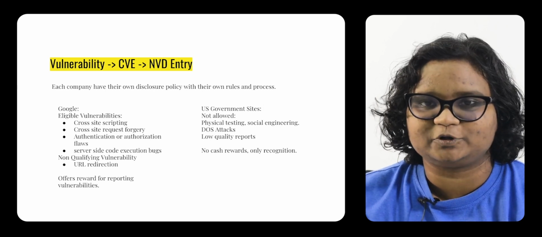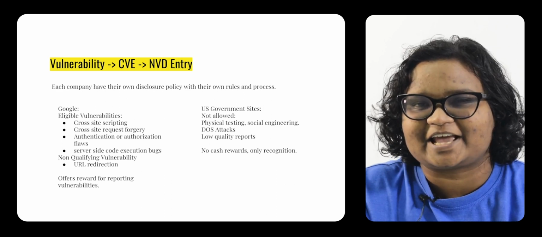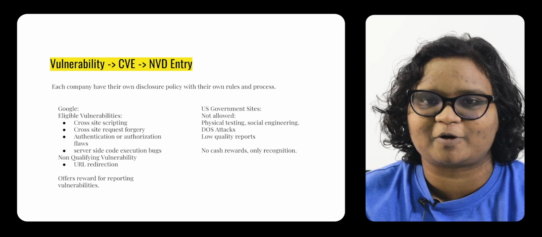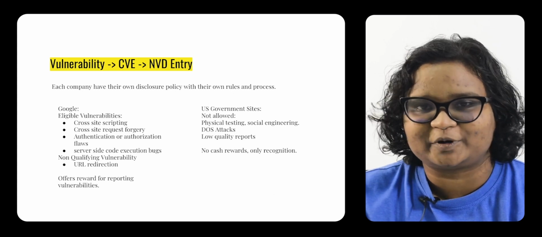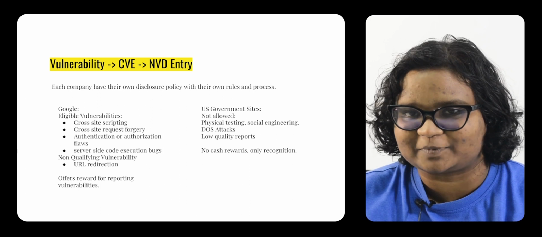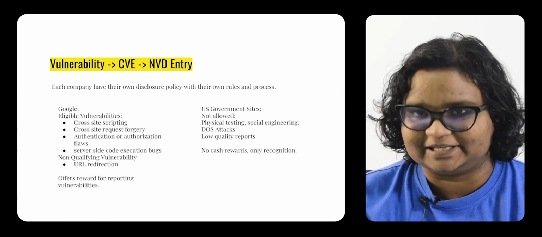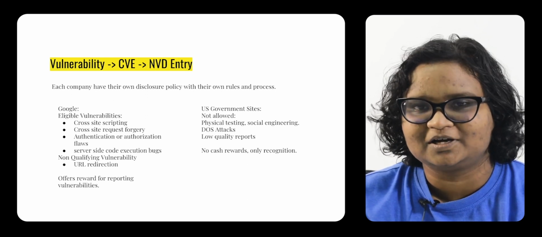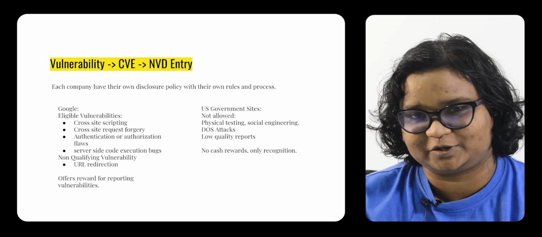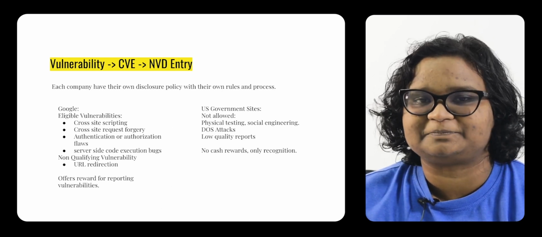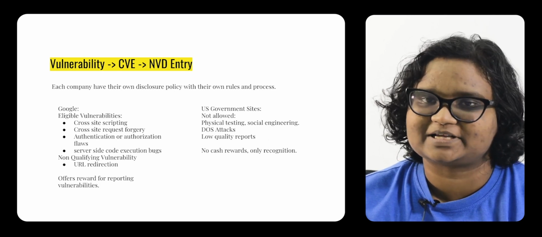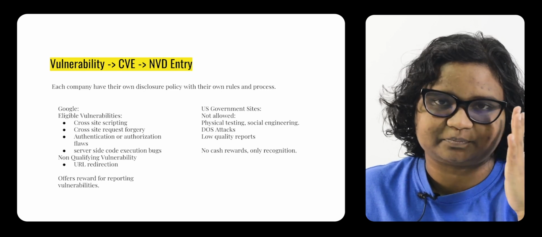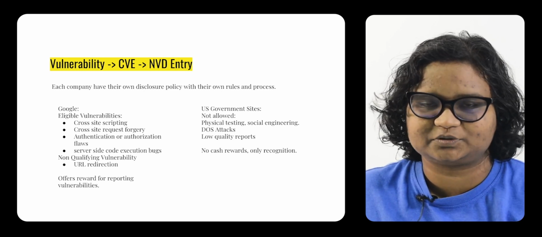One of those rules is you can't physically enter a building without permission and try some social engineering, like phishing attacks on an employee of that organization to get information. Those things are not legal, so you can't do that. But anything else, maybe you can change the URL of a website and gain access to somewhere you shouldn't be, all of those can be reported as vulnerabilities and nobody will sue you. So that is the vulnerability disclosure policy of each individual organization.